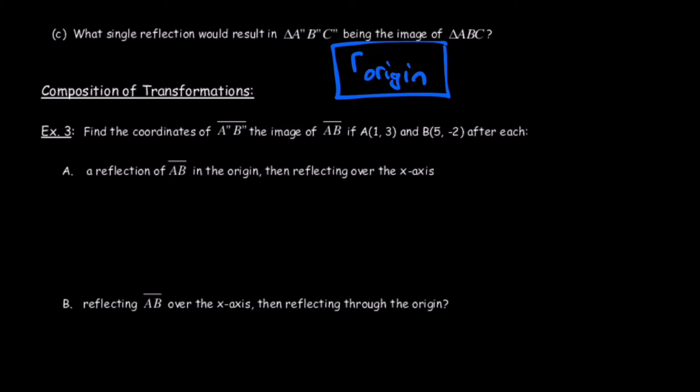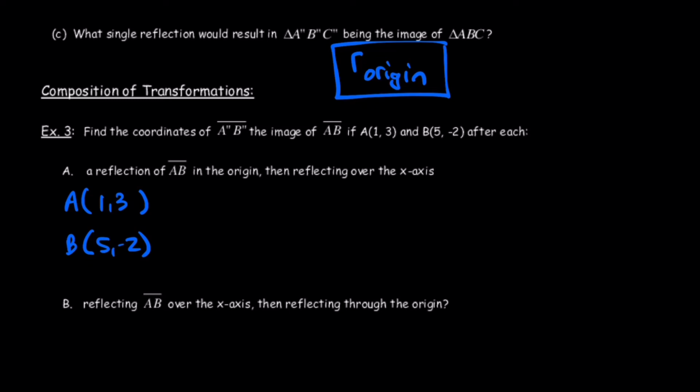It says, find the coordinates of A double prime, B double prime, which is the image of AB, if A is (1, 3) and B is (5, -2), after a reflection in the origin, then reflecting over the x-axis. All right, so let's start with writing the original coordinates down. A is (1, 3). B is (5, -2).